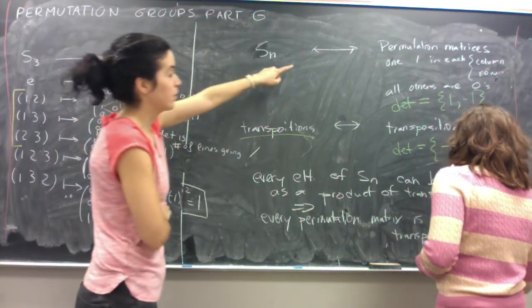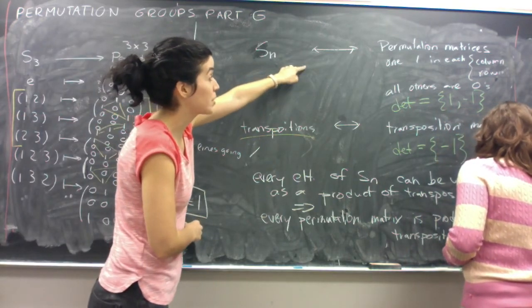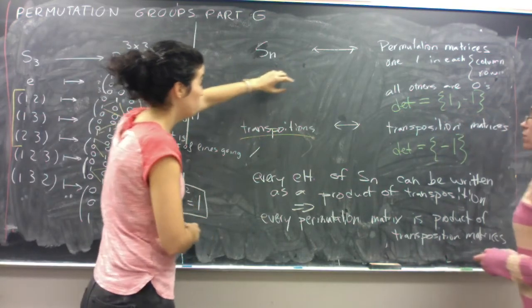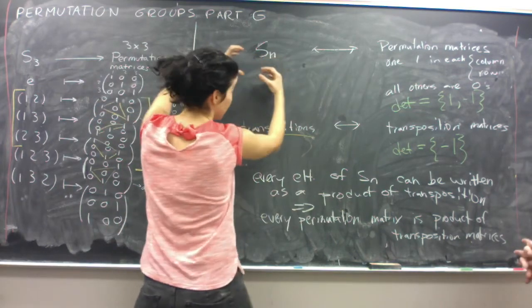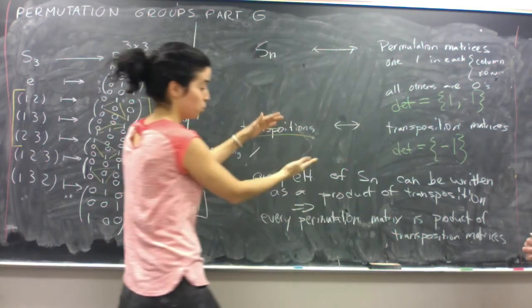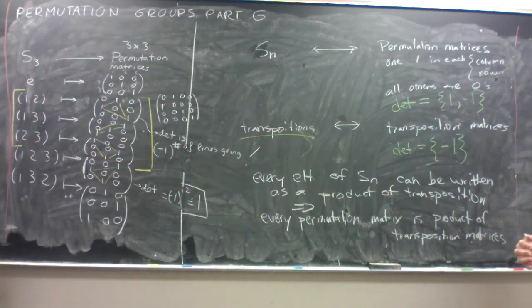Because this correspondence is going to be a group isomorphism. So if you have products here, they will translate to products here, and that's why you can make this analogy.